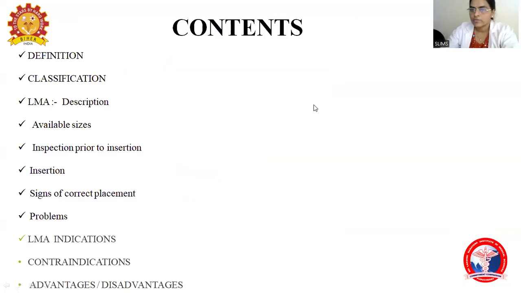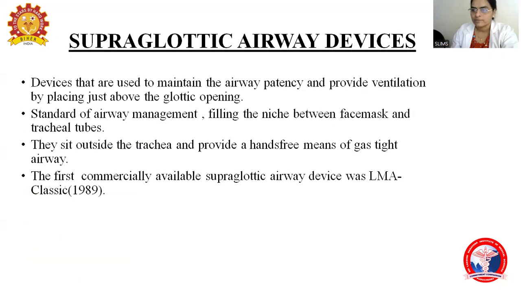In this class we are going to discuss the definition and the classification of supraglottic airway devices, the basic LMA, its description, available sizes, how to insert it, what to check prior to insertion, and the signs of correct placement, the problems associated with it, the indications and contraindications, and simultaneously the advantages and disadvantages.